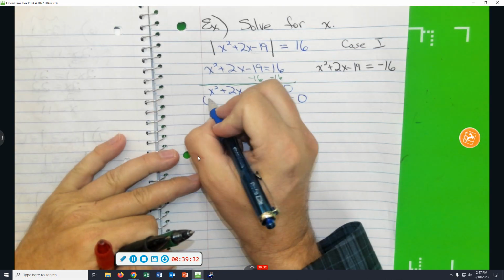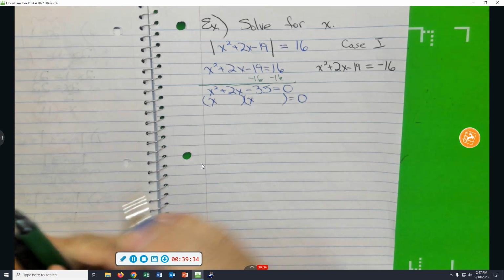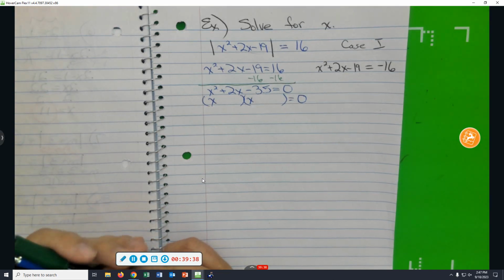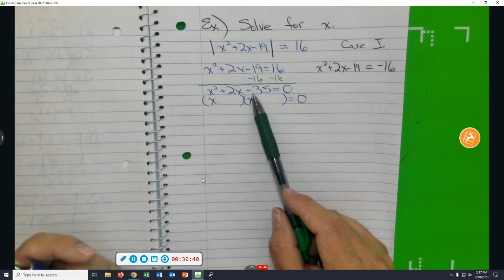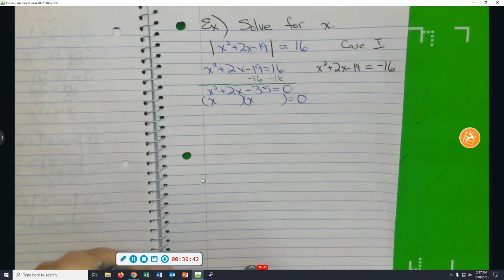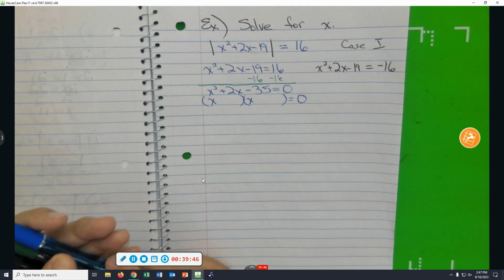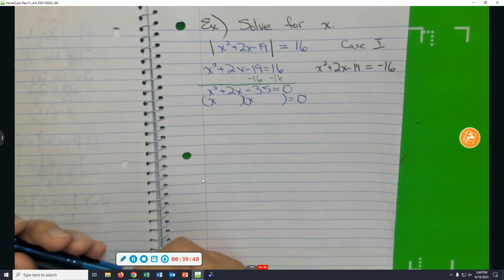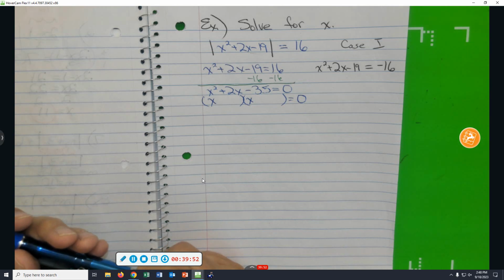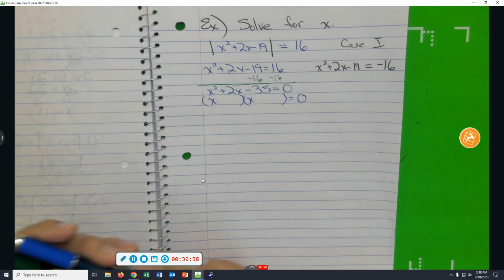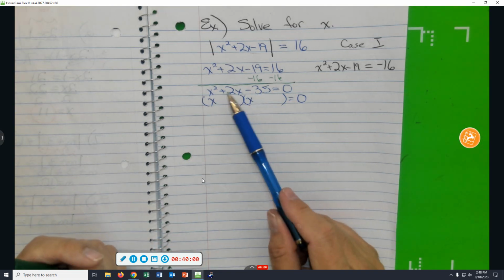X squared, x times x. What do we know about the signs? Okay, the last sign's a minus, so you have one of each sign, a plus and a minus. Now 35 isn't that bad. 1 times 35 or 5 times 7. That's it. Which pair do you want to use? With a simple trinomial, you choose the pair, in this case, that subtracts to give you a 2.